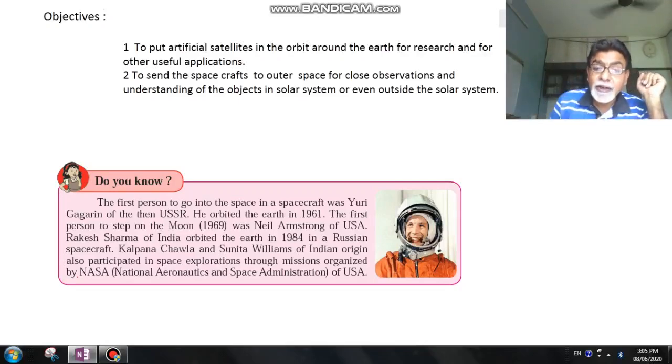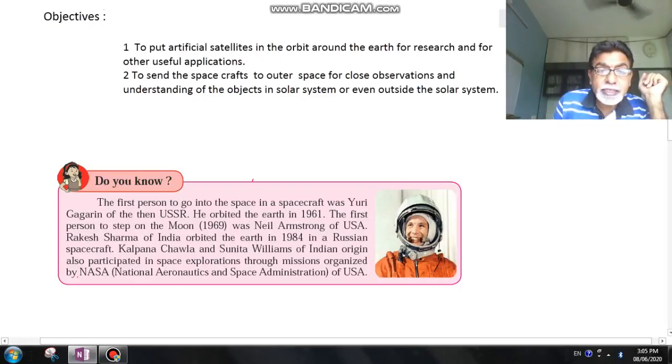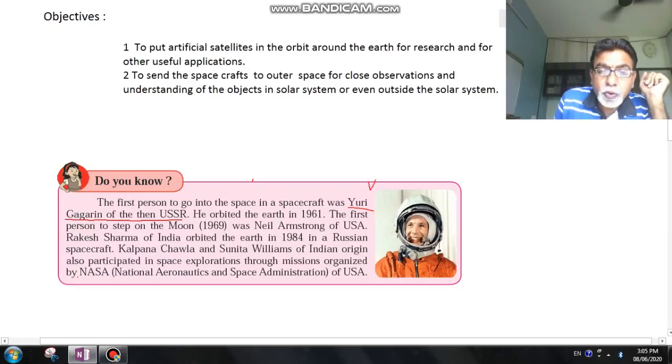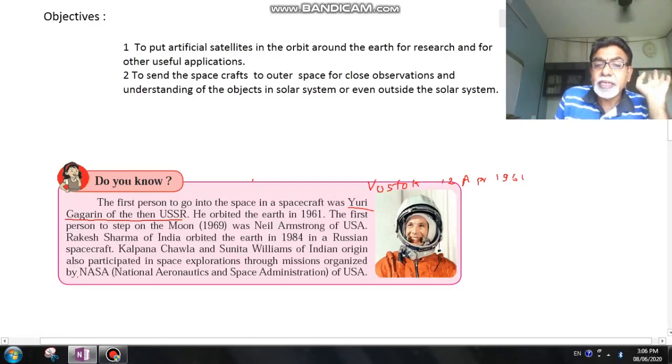And after that, the first human being to go to space was, look at here, Yuri Gagarin, a USSR astronaut. Russia, former USSR, Union of Soviet Socialist Republics. Yuri Gagarin went by Vostok spaceship, Vostok 1, on 12th April, and the year is given in our textbook, 1961. First person to go to space, and he orbited around the earth in 1961.